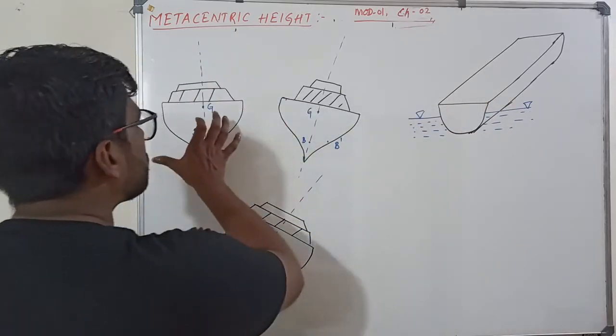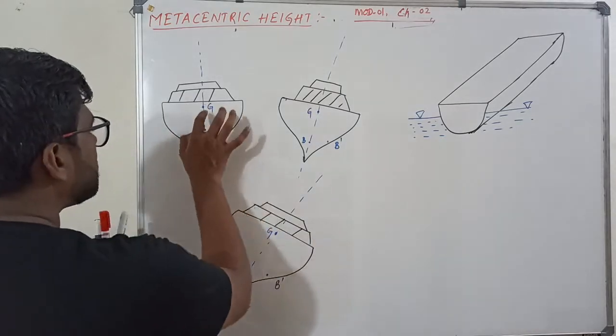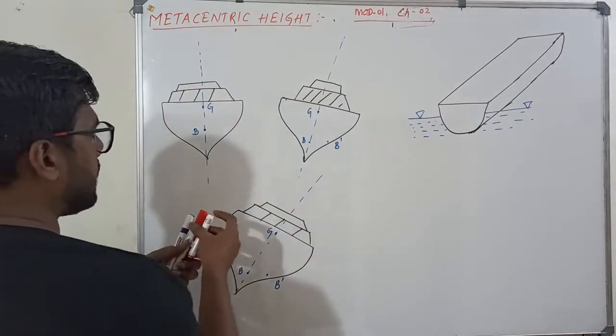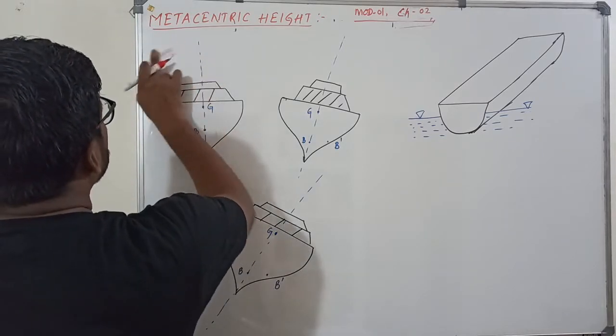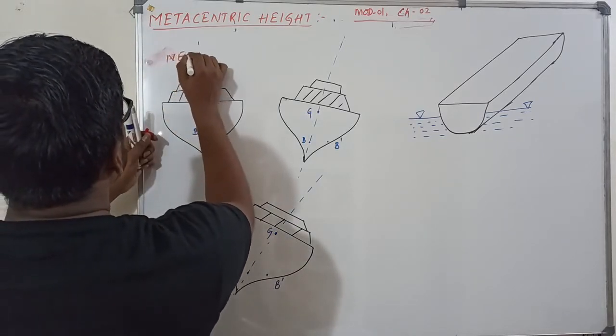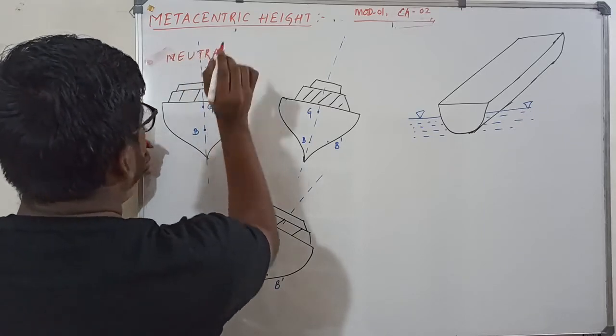Okay, so now I have three cases. In one case the G and M are lying on the same plane. So this is my which equilibrium? Sir, this is your neutral equilibrium.